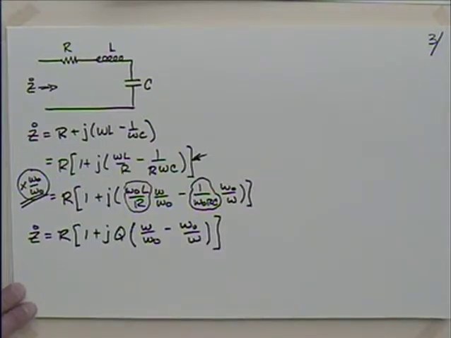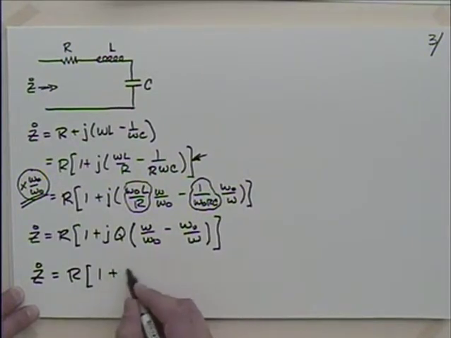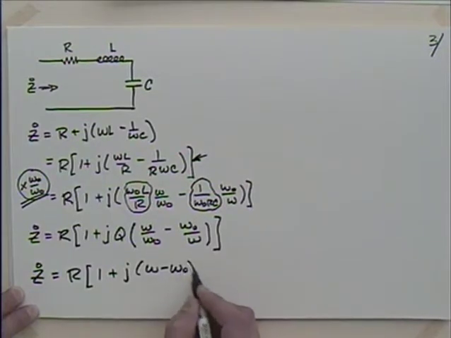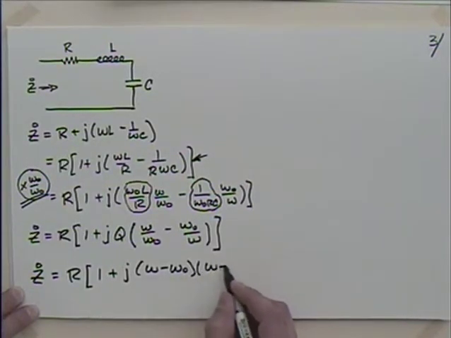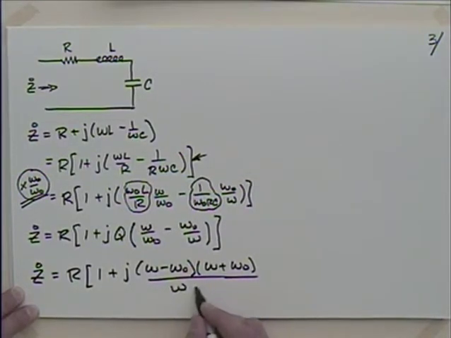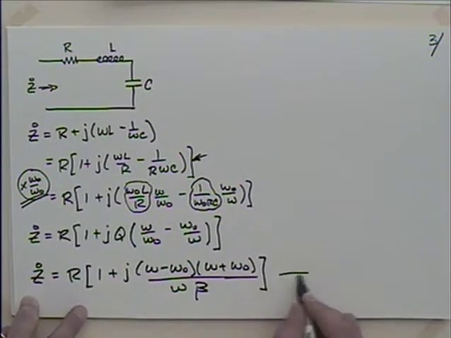Okay, so if I go through this, getting common denominators and dealing with the difference of squares, we would get our final answer here equal to R times 1 plus J, omega minus omega naught times omega plus omega naught, divided by omega times the bandwidth beta. Okay, and that's exact.